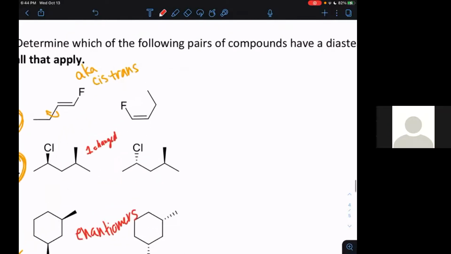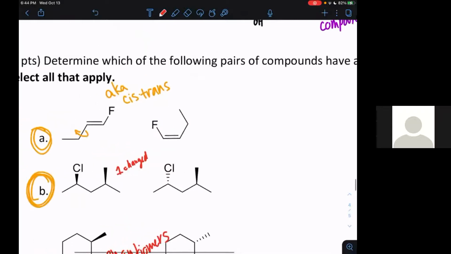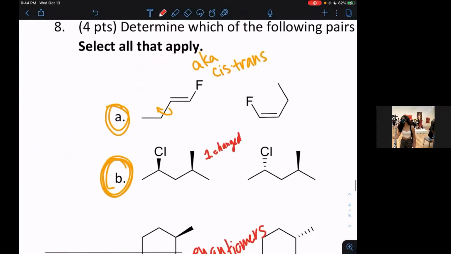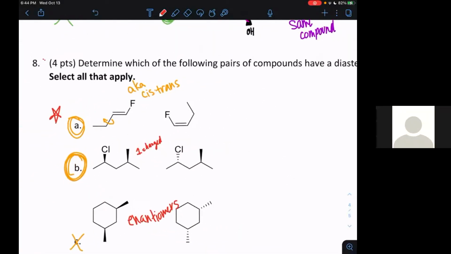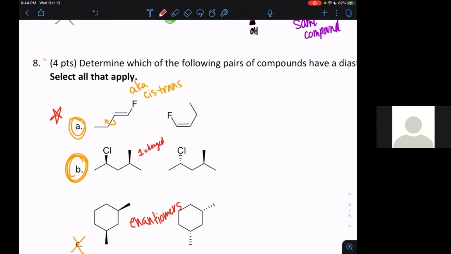Whenever you just rotate, yeah, this one, because you can't rotate an alkene. That's why they're cis and trans, because they're isomers. Because they're not the same. Yeah, because they can't rotate.